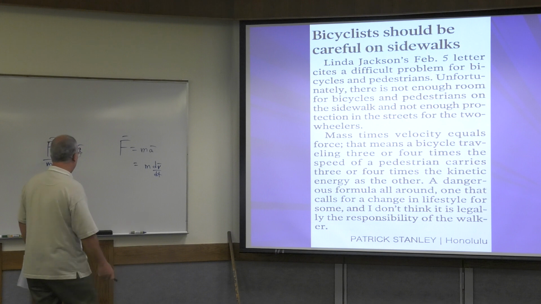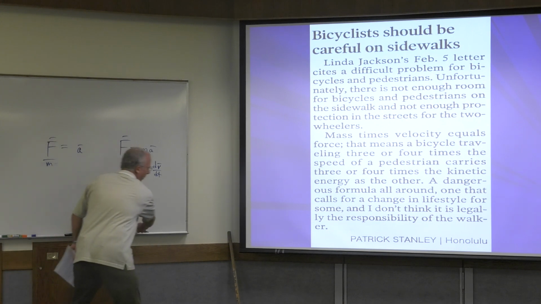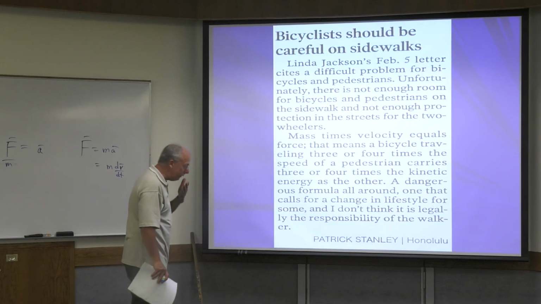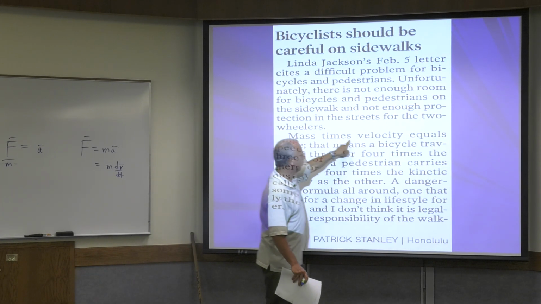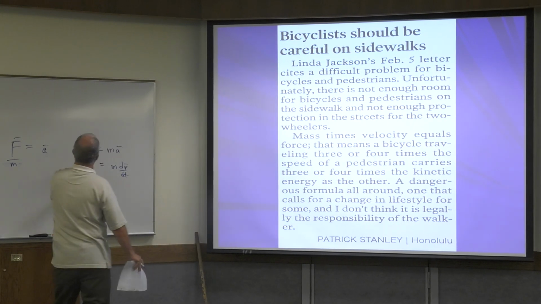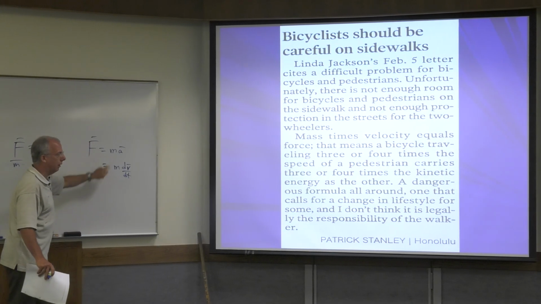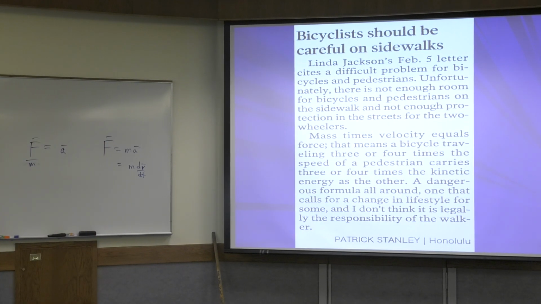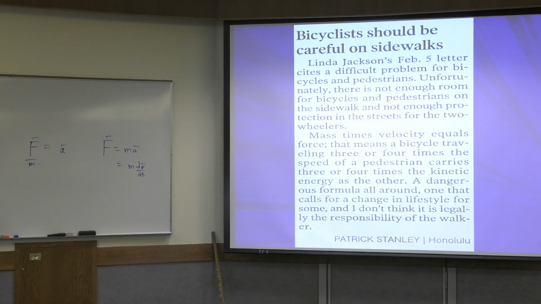Okay, what's wrong? This guy must have flunked high school physics, right? Mass times velocity is force. Is that right? That's totally wrong. Force is mass times acceleration. Now there's something else wrong, but we haven't talked about it yet. So kinetic energy, we'll talk about this later, is 1/2 mv squared.